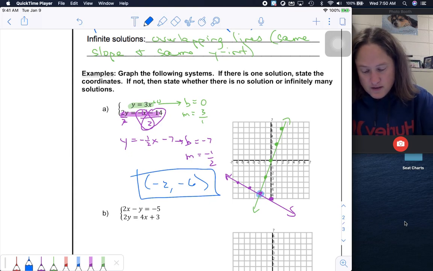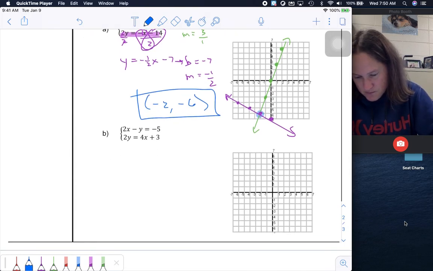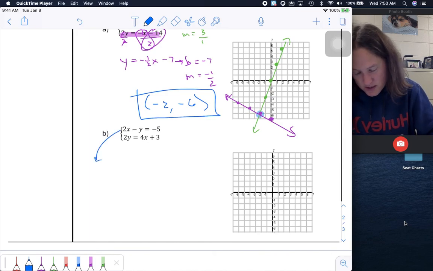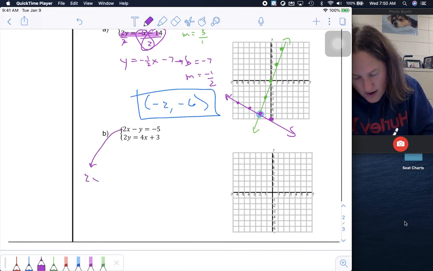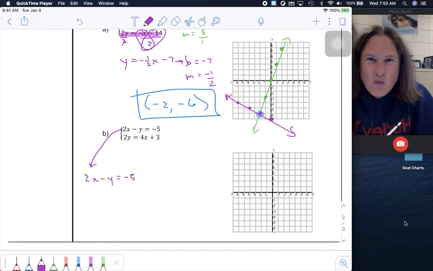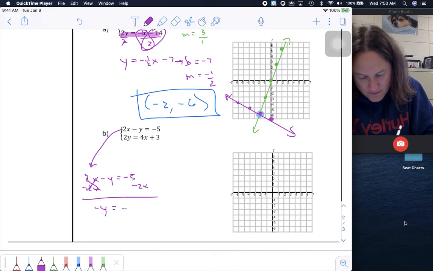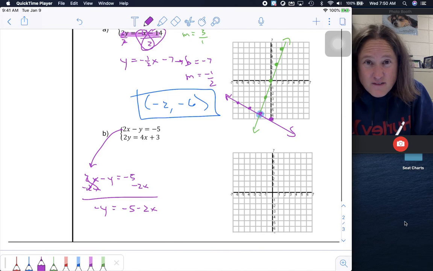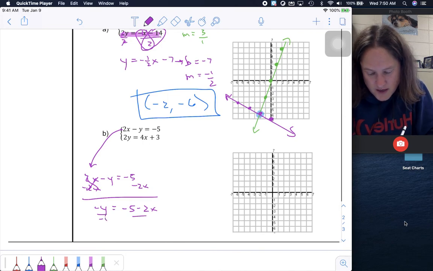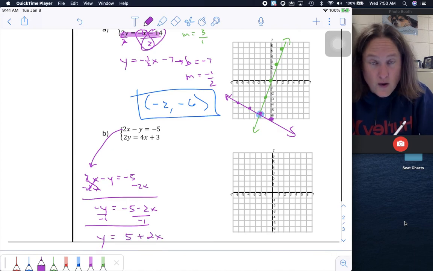Okay? Okay, let's take a look at B real quick. For example B, I have to solve both of these. So let's start by solving the first one. 2x minus y is equal to negative 5. I need to get y by itself, so I'm going to subtract 2x from both sides. Negative y is equal to negative 5 minus 2x. But I still have to get rid of that negative sign, so I'm going to divide both sides by negative 1. So I get y is equal to 5 plus 2x.